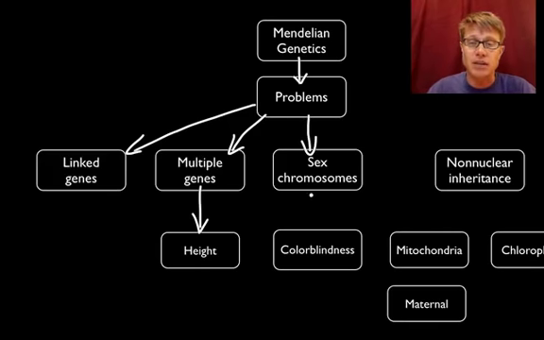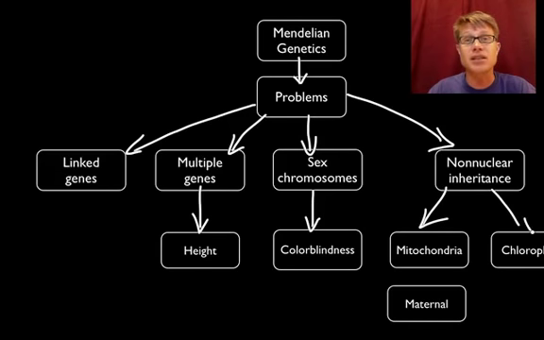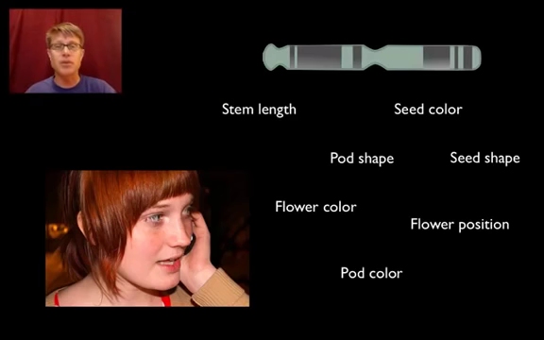Next, we'll talk about how sex chromosomes can affect inheritance. The example I'll give you is color blindness. And then finally, we'll talk about non-nuclear transfer. In other words, DNA that's not even found in the nucleus, found in the mitochondria or in the chloroplast, and how that's passed maternally. And so let's start with Mendel.